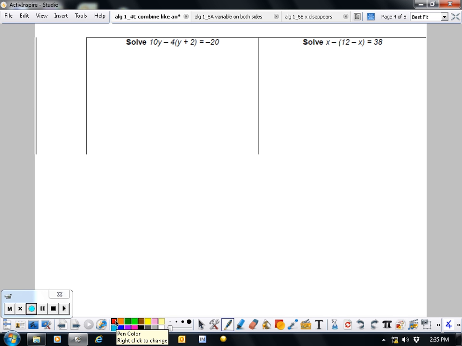So in our first one, again, we're getting rid of the parentheses, so we're multiplying. But this is really a minus 4, so I'm multiplying in by a minus 4. The 10y is just hanging out because he's not involved. And then I'm multiplying in that minus 4. So minus 4 times y is a minus 4y. A minus 4 times 8 becomes a negative 8. And that's equal to that negative 20.